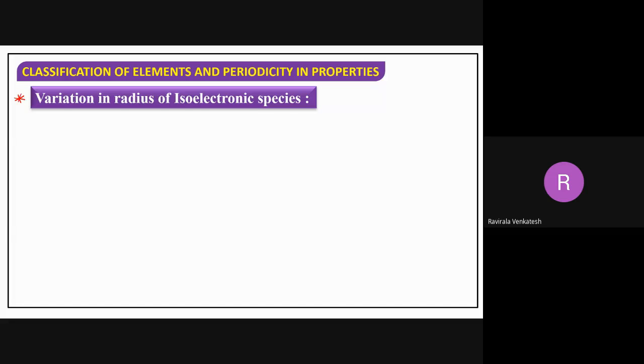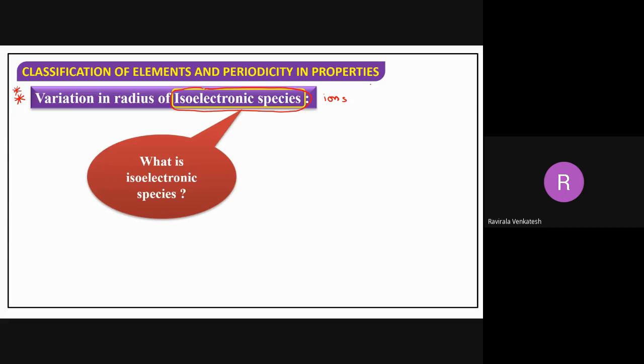You will get this type of questions. MCQs, most of them you will get as MCQs. Isoelectronic species. Isoelectronic species. Now same thing only. Atomic size and ionic size. In a period, what happened? Left to right, what happened? Decreases. And top to bottom in a group, what happened? Increases. Whatever that periodic trend is, same thing only.